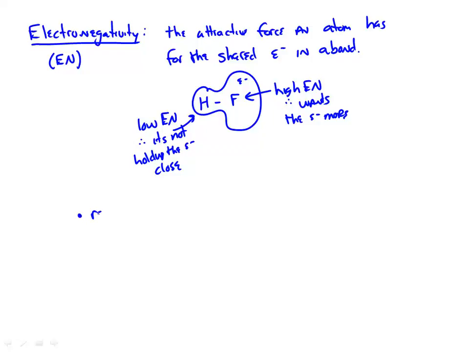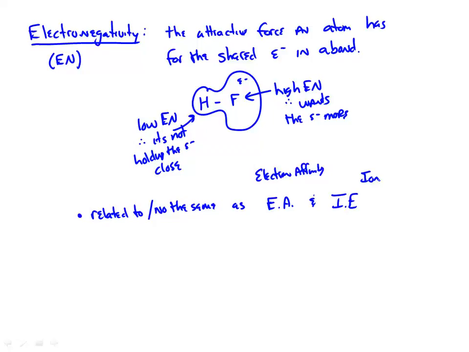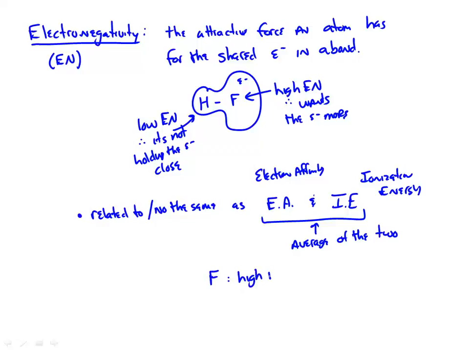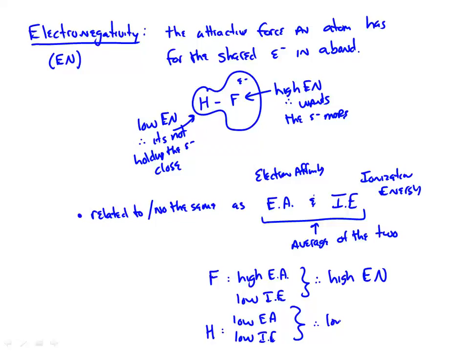Now, electronegativity is related to, but not the same as, both electron affinity and ionization energy. And what it really is, it's sort of an average of the two. So for instance, one of the things we knew is that fluorine has a very high electron affinity and a very low ionization energy. Therefore, it has a high electronegativity. And hydrogen has basically a low electron affinity. It has a low ionization energy. Therefore, it has a low electronegativity.